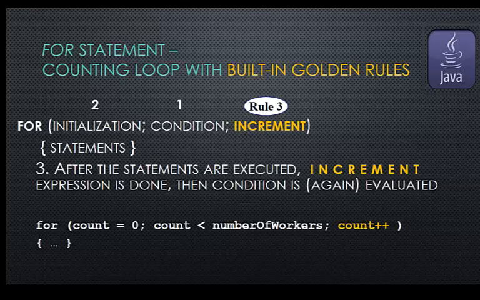Our third rule was the changing of the condition variable's value. That is done in the third section of the for loop, the increment section. Notice there's a semicolon after the initialization section, a semicolon after the condition section, but there is no semicolon after the increment section. So be careful about that when you're writing your for loops. Here, our increment section is adding 1 to the count variable. After the statements are executed, we do the increment expression. Then we recheck the condition.